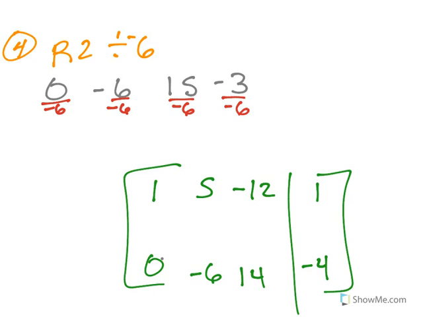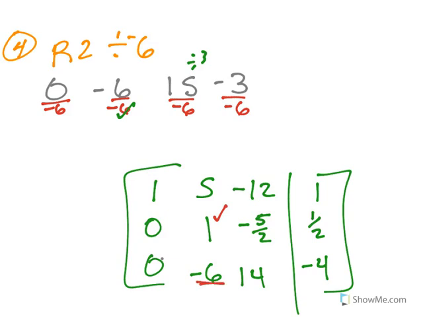So my new row 2, 0 divided by negative 6 is 0. Negative 6 divided by negative 6 is the one that we're looking for. 15 over negative 6, I can reduce that. These are both reducible by 3. So I get a negative 5 halves. And then on the right, negative 3 over negative 6 is a positive 1 half. Great. That's what I wanted, that 1 there.